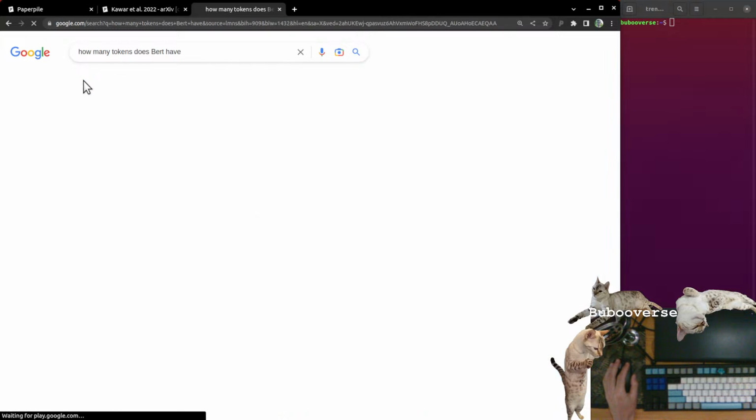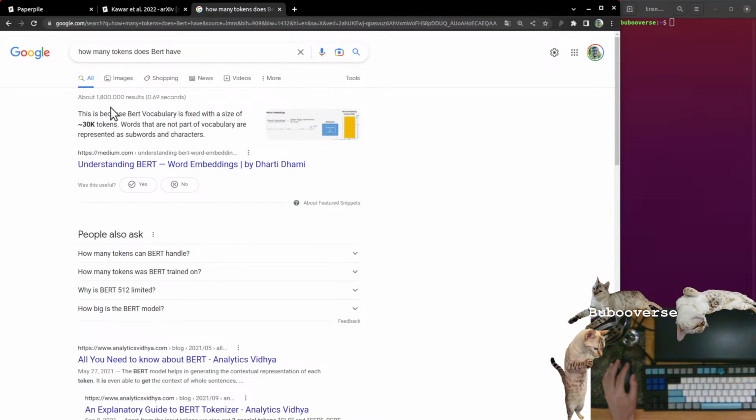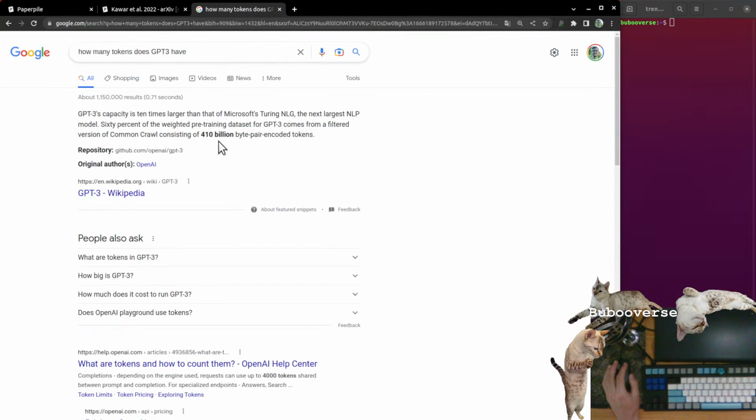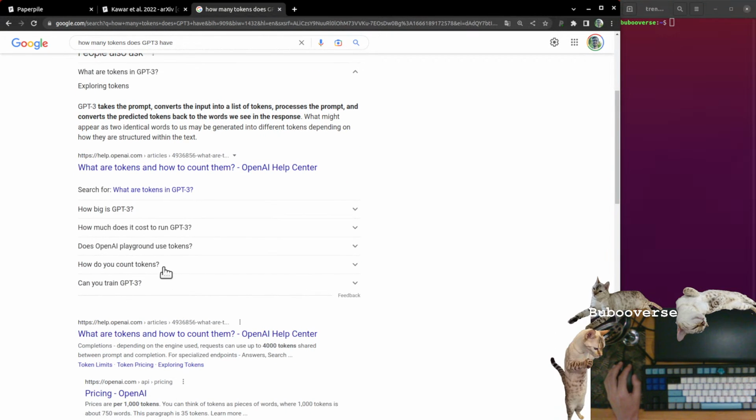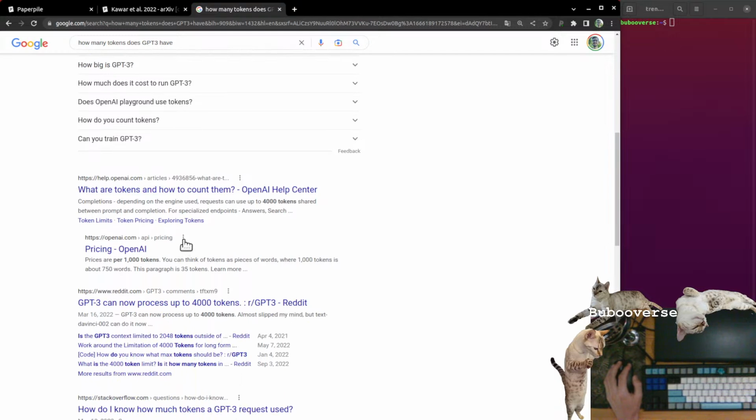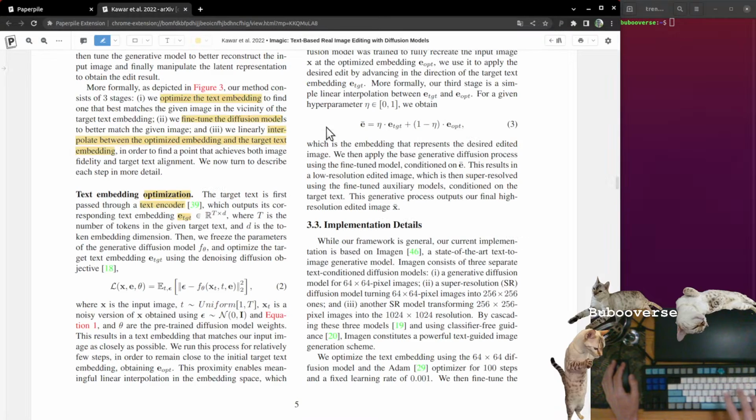Can we get an idea of what the numbers are here? Okay, so the BERT vocabulary, BERT is a large language model, has around 30K tokens. How about GPT-3? Okay, I think the pricing of GPT-3 is actually based on tokens, so we're not going to be able to find the number of tokens and the dimensionality of the tokens easily. Okay.